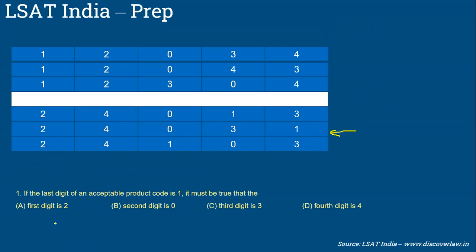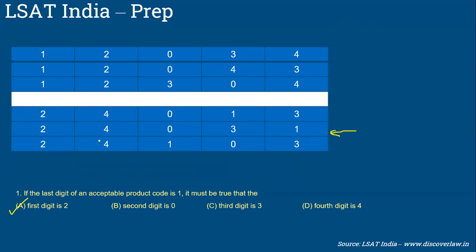So it must be true that the first digit is 2, correct. You get the answer, you stop here, guys. Most of the time, what students do is, even after getting the answer in choice A, they check for B, C, and D. That's a waste of time. In exams, avoid doing that. When you're practicing, then you can actually check B, C, and D. But in exams, please avoid doing this. You save a lot of time.